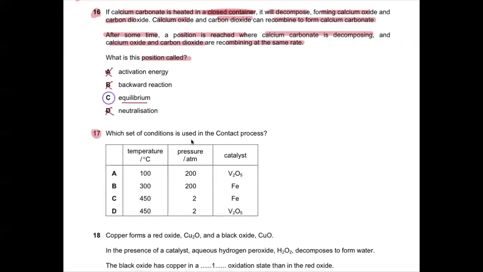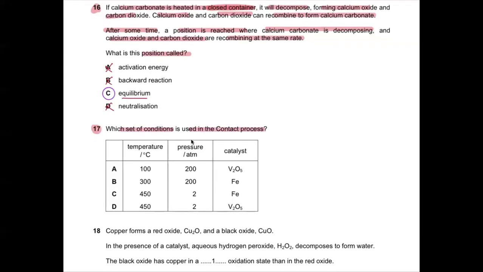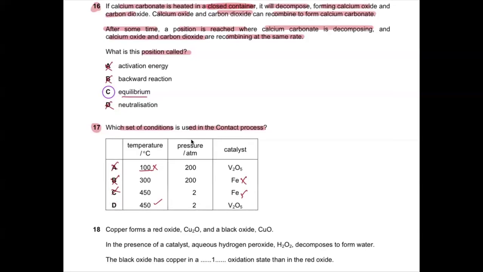Now, MCQ number 17. Which set of conditions is used in the contact process? The contact process is for sulfuric acid. So from this, iron would not be the catalyst, right? So B and D go wrong. A temperature of 100 degrees Celsius is too low. We use 450 degrees Celsius. So we end up at option D, which is the correct answer.